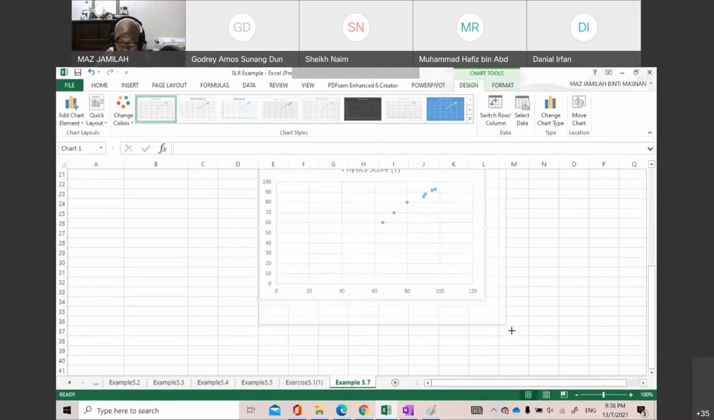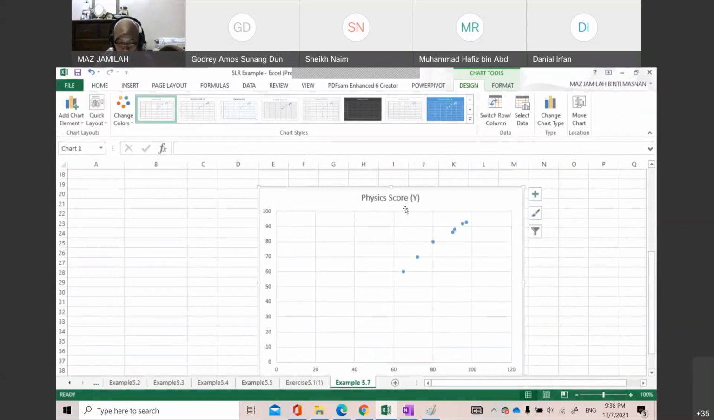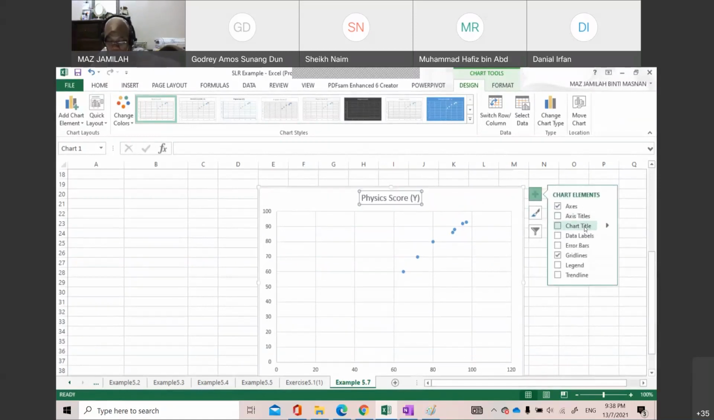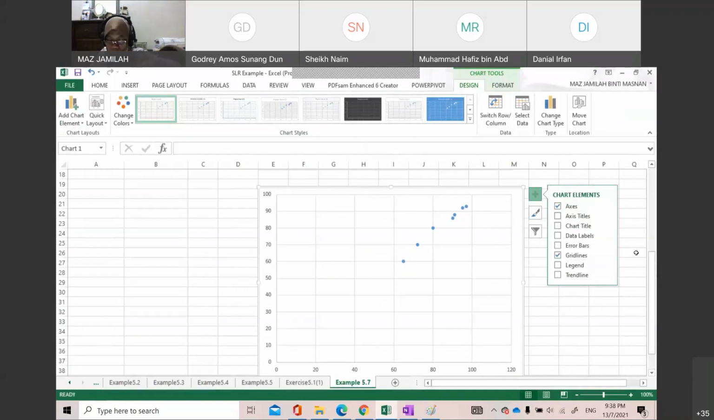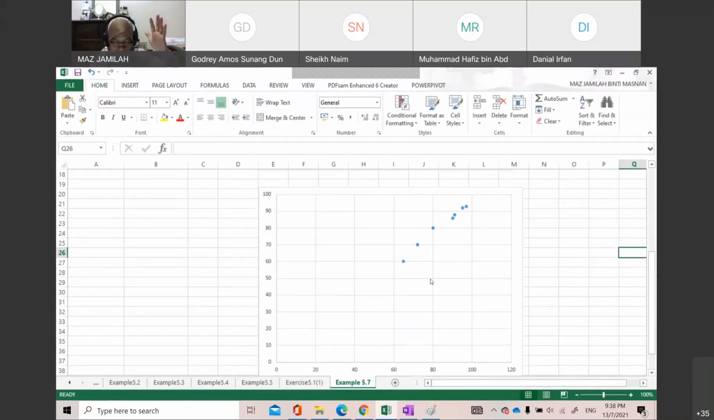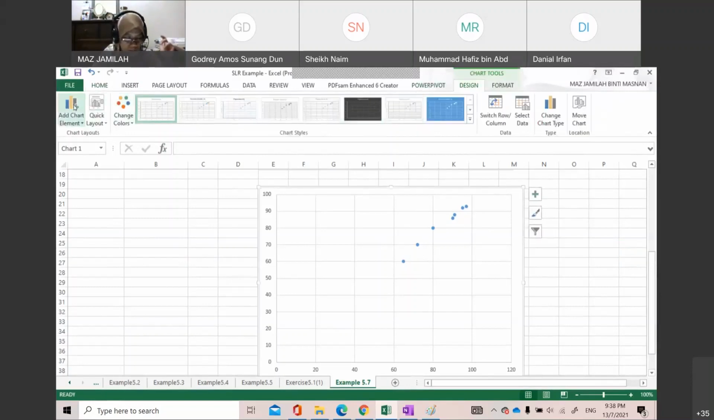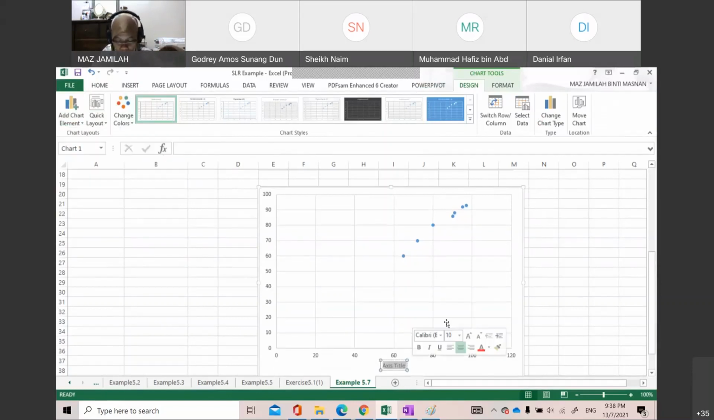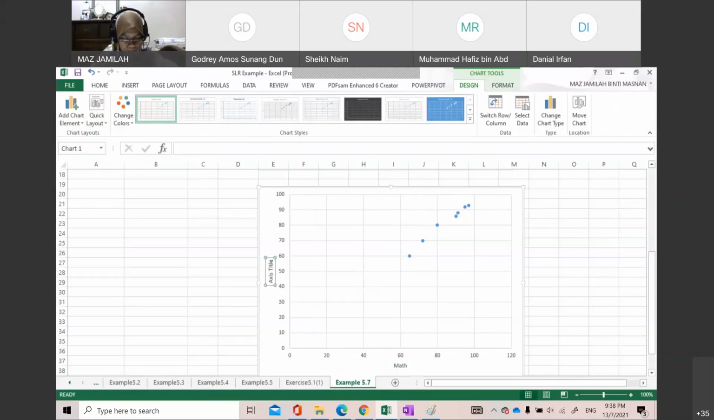Let's say I enlarge the plot. If I don't change anything, just use it as it is in your Excel. So this is maths, and then we have our physics.